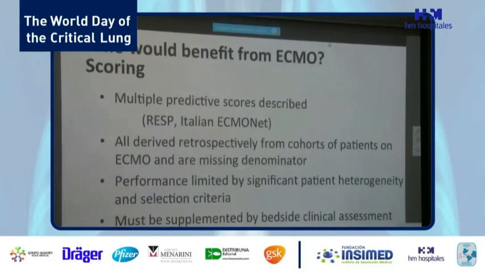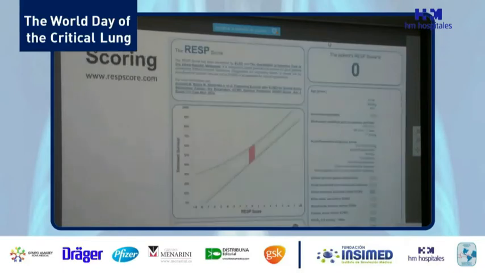For patients who might benefit, who would we put on? You can use the scoring system. There are multiple predictive scores described. They're primarily derived retrospectively from cohorts of patients who are on ECMO, so the comparator is often missing, but they can give you an idea of what your patient's risk might be compared to other patients who are already placed on ECMO. This is just one example. This is the RESP score from Australia, and you can see on the side here, it will let you plug in risk factors for age, immunocompromise, mechanical ventilation, etc.